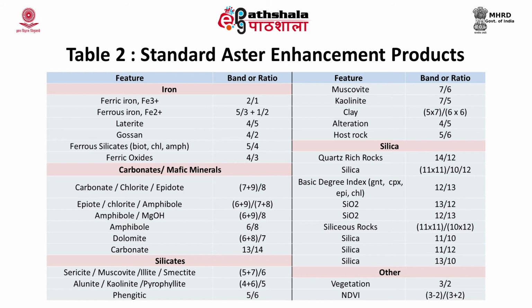If you look at the silicates, there are different silicate minerals, for example, sericite, muscovite, illite, smectite. For identification of these minerals, you can go for 5 plus 7 divided by 6. So, for individual minerals, if you have muscovite or kaolinite and specifically want to identify them, then you can go for 7 by 6 and 7 by 5 respectively.